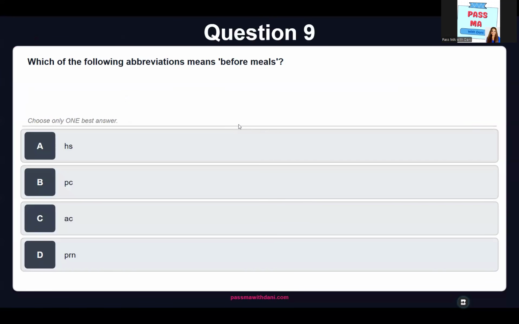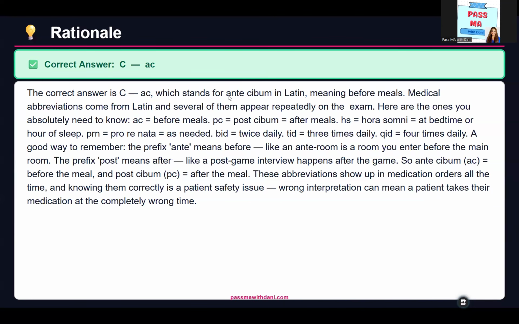All right, question number 9. Which of the following abbreviations means before meals? Is it A, HS, B, PC, C, AC, or D, PRN? For question number 9, if you said AC, then you are correct. The answer is C, AC. Now, this actually means before meals.